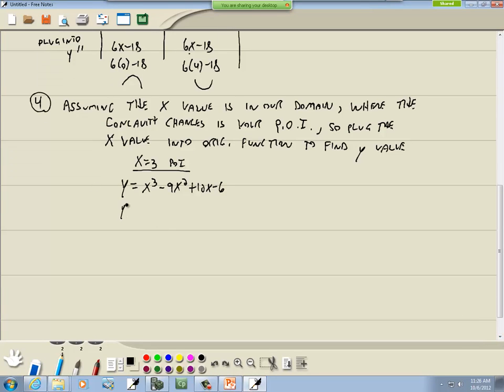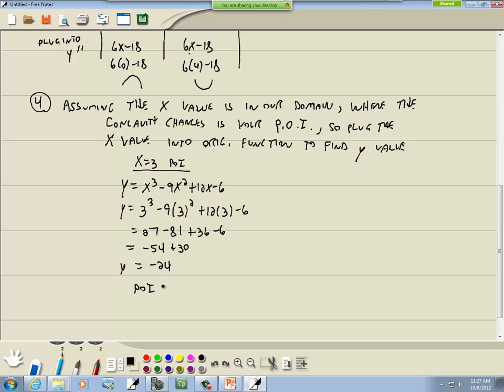So plug 3 in. We get y is equal to 3 to the third minus 9 times 3 squared plus 12 times 3 minus 6. 3 to the third is 27, minus 3 squared is 9, times 9 is 81, so minus 81, plus 36, minus 6. That's negative 54? That looks right. 36 minus 6 is 30. And assuming I didn't make a basic math error, we would have negative 24 for y.